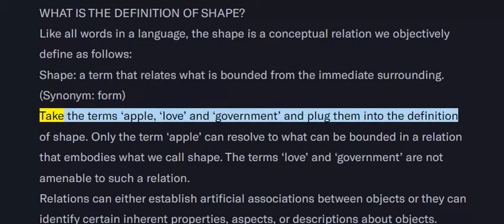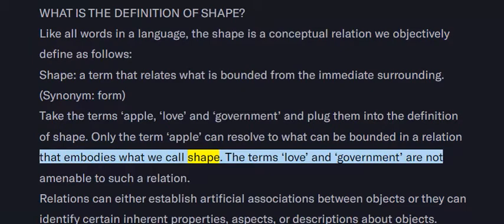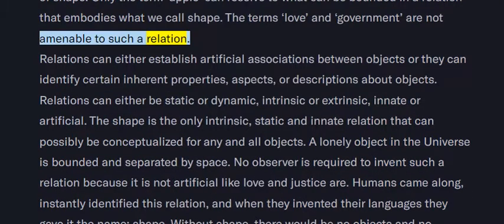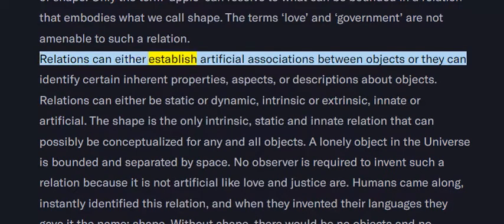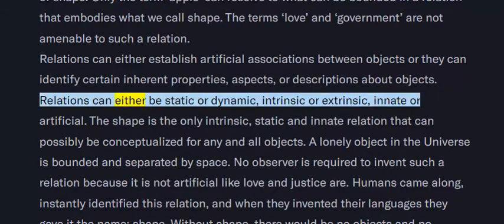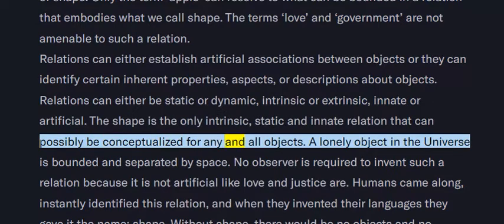Synonym, form. Take the terms apple, love and government and plug them into the definition of shape. Only the term apple can resolve to what can be bounded in a relation that embodies what we call shape. The terms love and government are not amenable to such a relation. Relations can either establish artificial associations between objects or they can identify certain inherent properties, aspects, or descriptions about objects. Relations can either be static or dynamic, intrinsic or extrinsic, innate or artificial. The shape is the only intrinsic, static, and innate relation that can possibly be conceptualized for any and all objects.